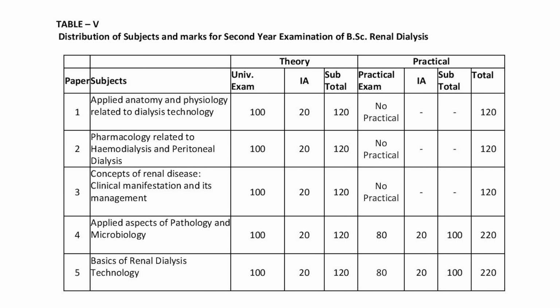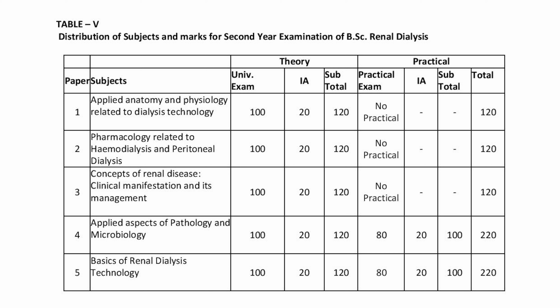Next, we are going to look at the syllabus of second year BSc Renal Dialysis Technology. This year we have 5 papers, but there are 7 subjects to study. First, applied anatomy and physiology related to dialysis technology. Second, pharmacology related to hemodialysis and peritoneal dialysis. Third, concept of renal disease, clinical manifestation and its management. Fourth, applied aspect of pathology and microbiology. Fifth, basics of renal dialysis technology.